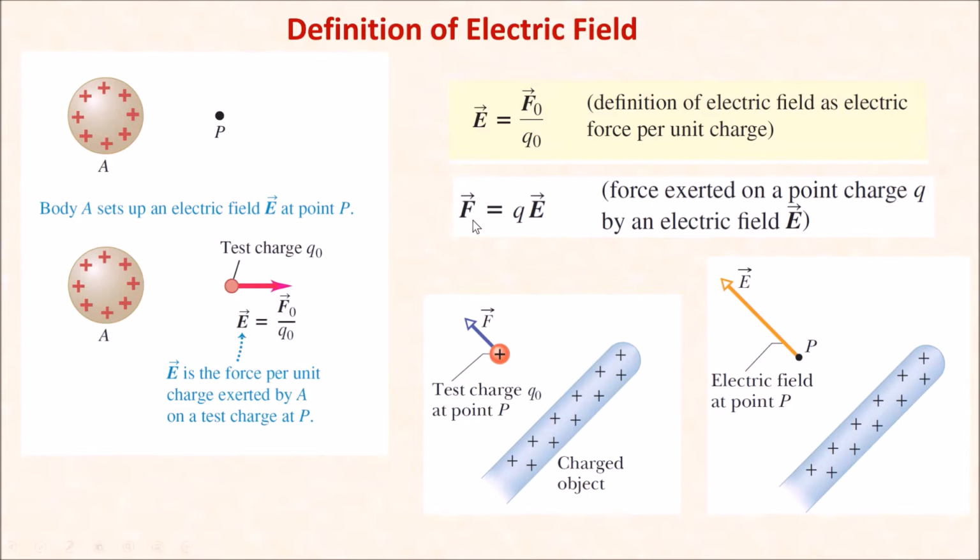And then if you want to calculate the force on a charge in an electric field that we already know is there, it will be F equals Q times E. And this Q can be used with its sign. If Q is positive, the force will be in the direction of E. If Q is negative, the force will be in the direction opposite to the electric field.